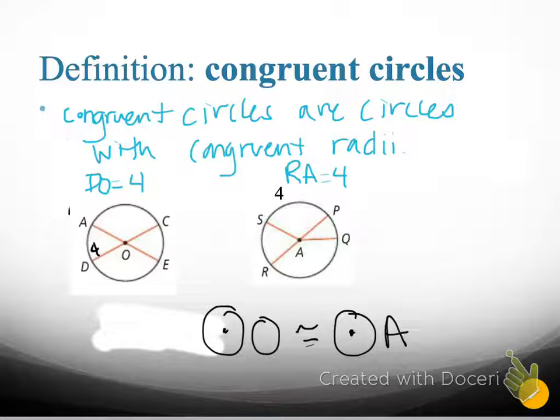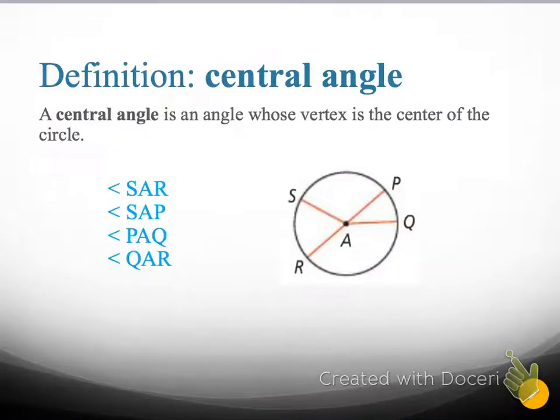Congruent circles. Congruent circles are circles with congruent radii. So if DO is 4 and RA is 4, that means our circles are congruent. And we could write either circle O is congruent to circle A, or you could draw the picture of circle O being congruent to circle A. But they have to have the same radius.